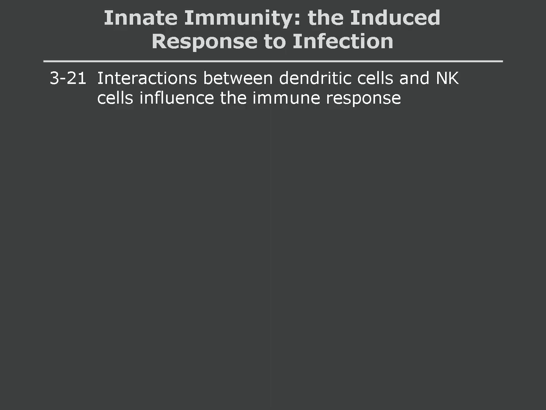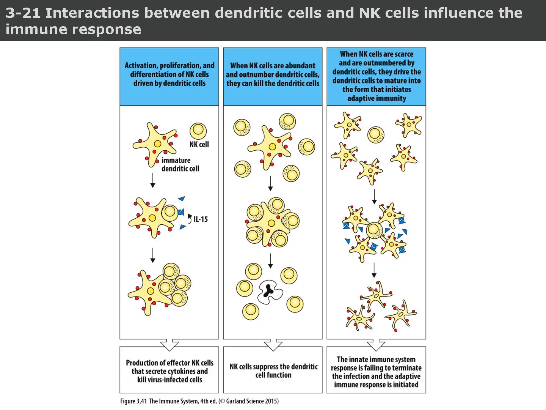Interactions between dendritic cells and NK cells influence the immune response. This image illustrates the dynamic interplay between dendritic cells and natural killer cells, which determines the direction of the immune response. In the left panel, immature dendritic cells activate natural killer cells by producing interleukin 15, promoting their proliferation and differentiation into effector cells capable of killing virus-infected cells and secreting cytokines.